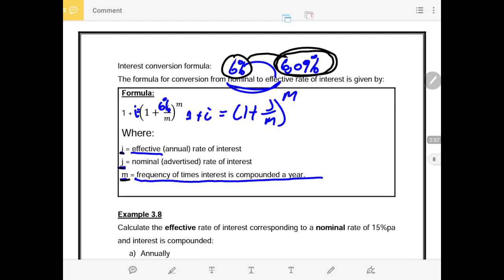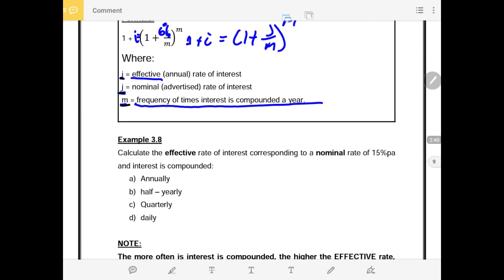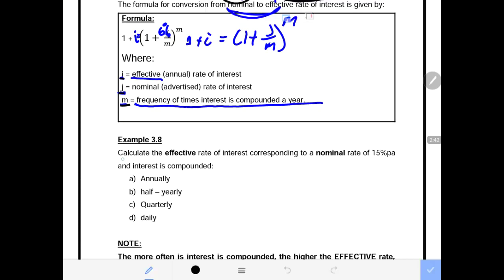Now I want to delve straight to 3.8. 3.8 says calculate or compute the effective rate of interest. What are we calculating? I want to align this with the previous question. We are calculating 6.09%. In other words, I'm just using the previous scenario. We are proving, in other words, the 6.09. Calculate the effective rate of interest. Remember, I'm not doing the previous question. I'm just aligning this with the previous question.